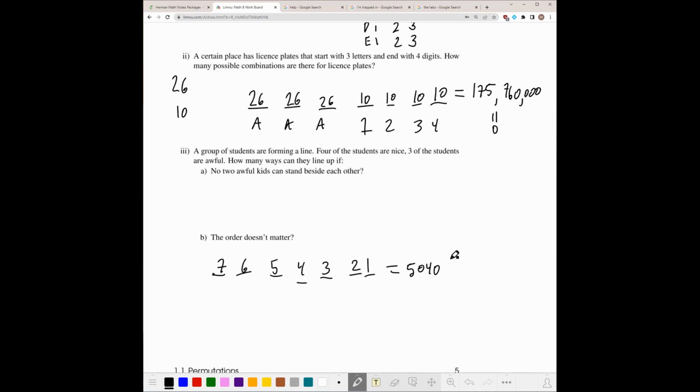What if, though, I start applying limitations? And so this is a very classic kind of question where we're going to do limitations. And in this one, it says, no 2 awful kids can stand beside each other. All right, so we've got actually quite a few different ways this could go. But let's take a look at it one step at a time.